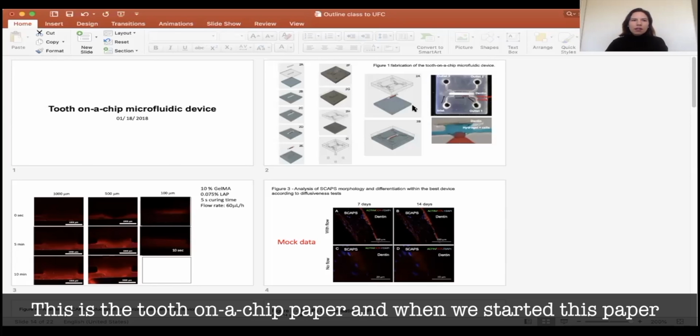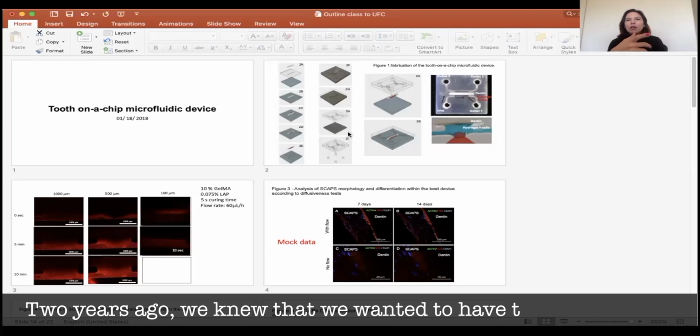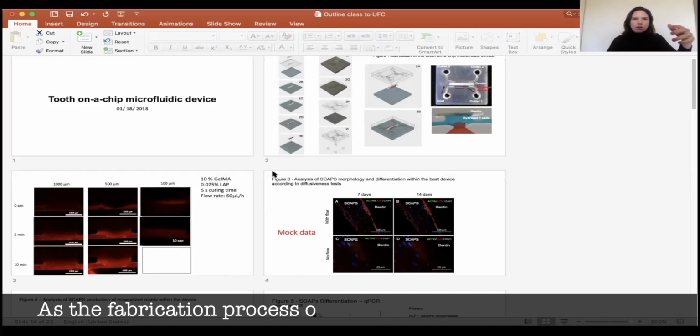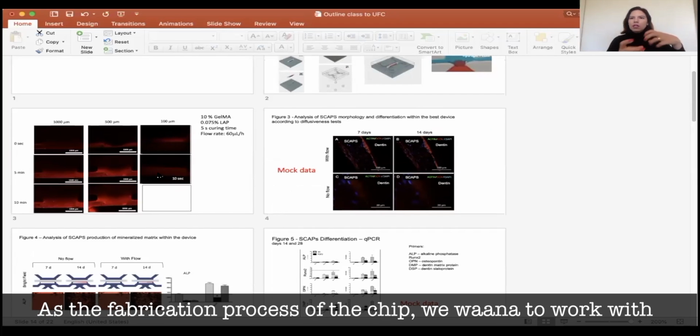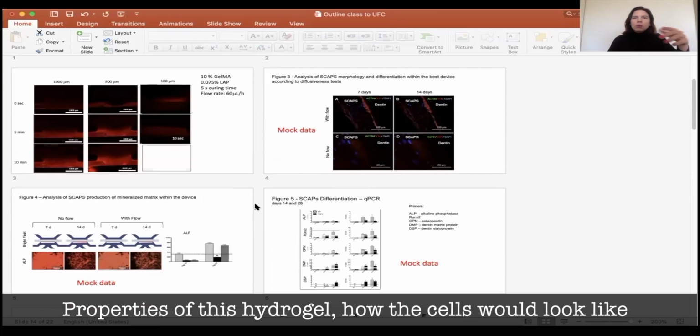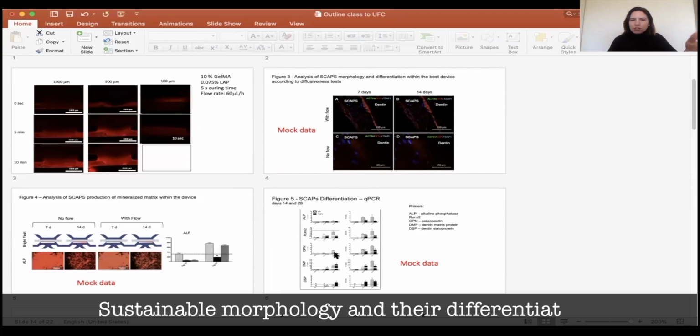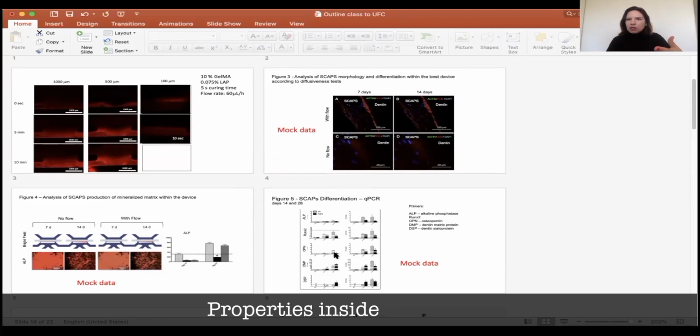And when we started this paper 2 years ago, we knew that we wanted to have the first figure as the fabrication process of the chip. We wanted to work with a 3D matrix hydrogel, so we needed to show the diffusion properties of this hydrogel, how the cells would look in the system, their morphology, and their differentiation properties inside the chip. It would be a way to validate the chip.